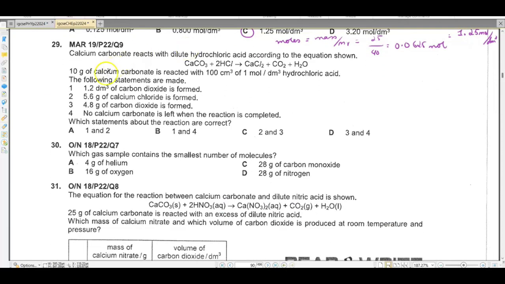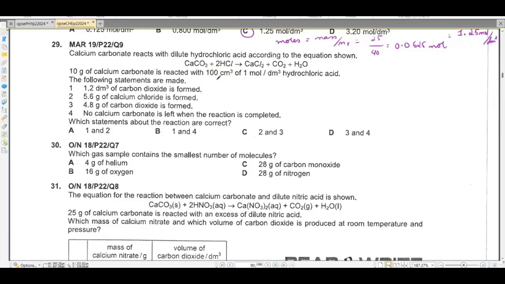Question number 29. Calcium carbonate reacts with dilute hydrochloric acid according to the equation shown. 10 grams of calcium carbonate is reacted with 100 centimeter cubes of 1 mole per decimeter cubes of hydrochloric acid. The following statements are made. Which statement about the reaction is correct? Achaji, we need to know how many decimeter cubes of carbon dioxide was formed. 5.6 grams of calcium carbonate is formed. Okay, 4.8 of carbon dioxide is formed. No calcium carbonate is left when reaction is completed. Acha. This is a long question.